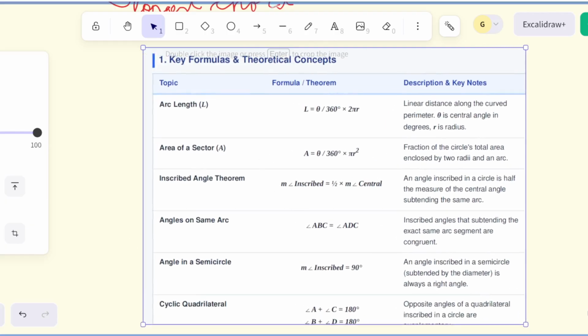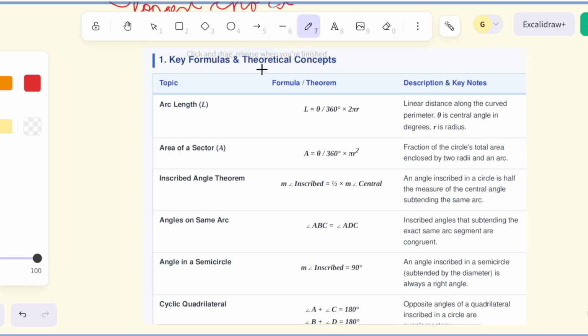So what are these formulas? If you have a circle, this is the center, and this is an arc AB. This part, let me make it a green color.